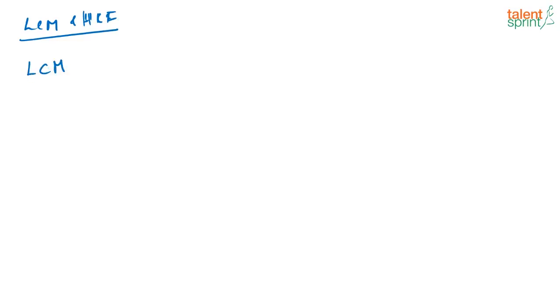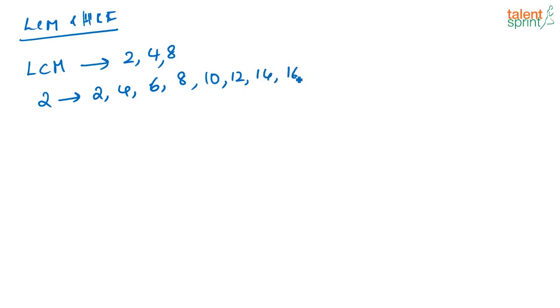Now let us say you have three numbers, let's say 2, 4 and 8. Now you have to find out the LCM of 2, 4 and 8. So what is actually LCM means? See, what are the multiples of 2? Multiples of 2 are 2, 4, 6, 8, correct? 2 1s are 2, 2 2s are 4, 2 3s are 6. These are the multiples of 2, correct? 8, 10, 12, 14, 16 and so on.